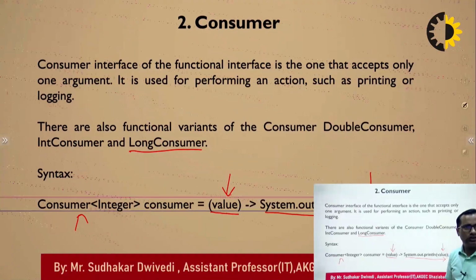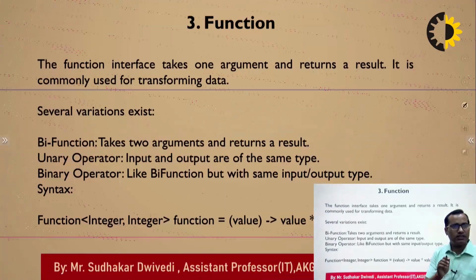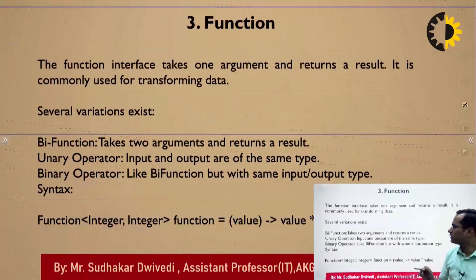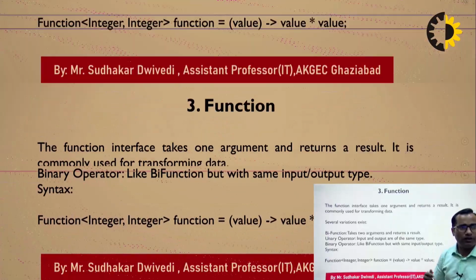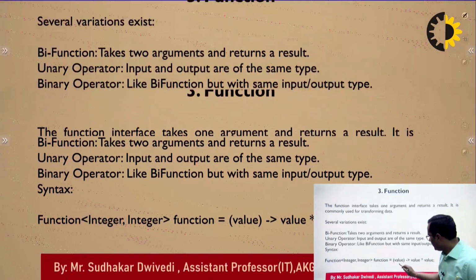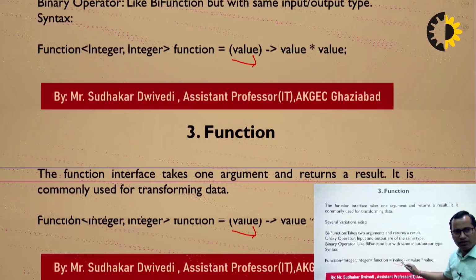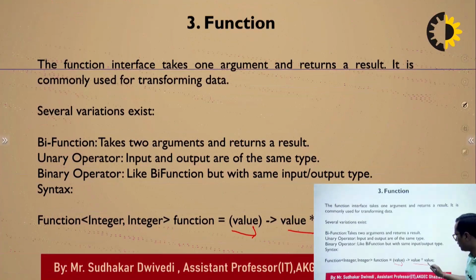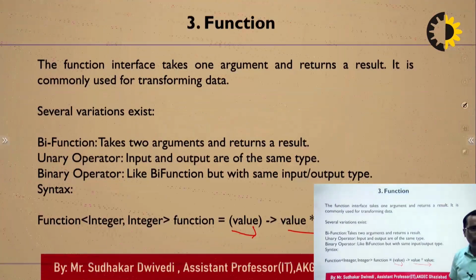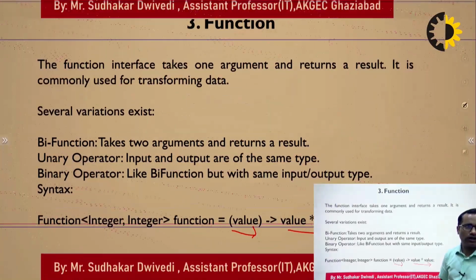So what is the function here? The function interface takes one argument and returns a result. It is commonly used for transforming data. Like we pass a value as a parameter, and we are transforming this value into the square of these passed values.